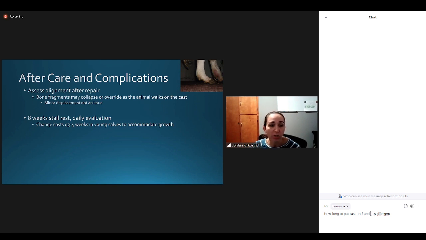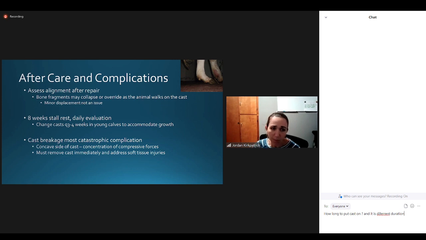Once the cast comes off, again, there's 8 weeks of stall rest, daily evaluation for cast sores, any changes in lameness, things like that. The casts get changed in older animals every 3 to 4 weeks to accommodate their growth. Cast breakage is the most common catastrophic complication. It tends to happen on the concave side of the cast because that's where there's more compressive forces.